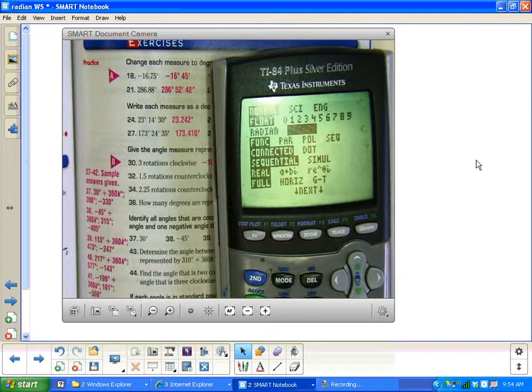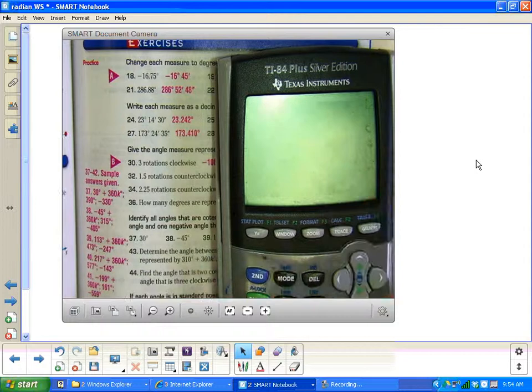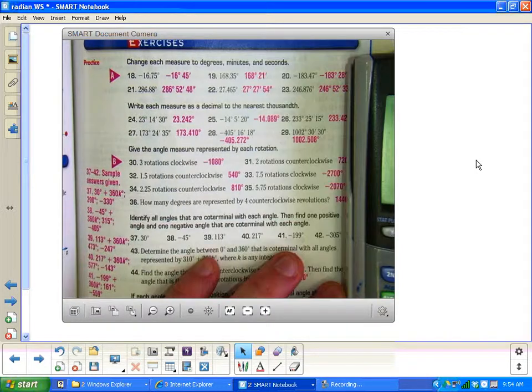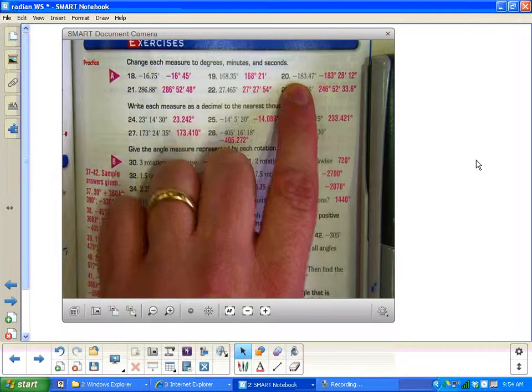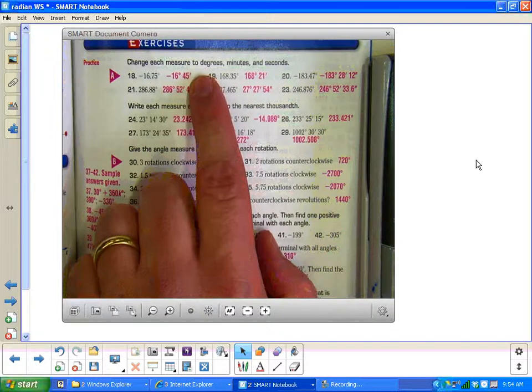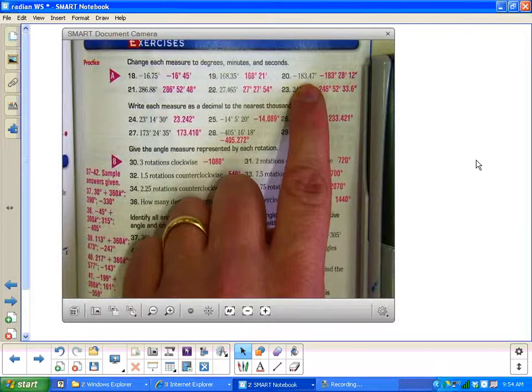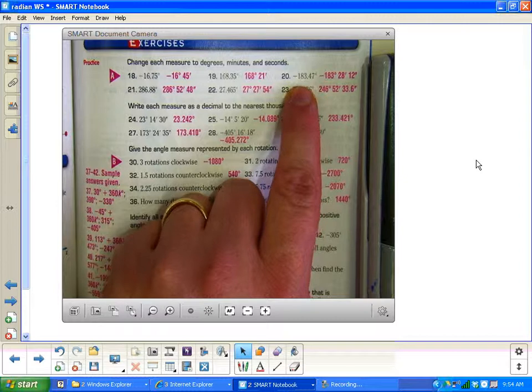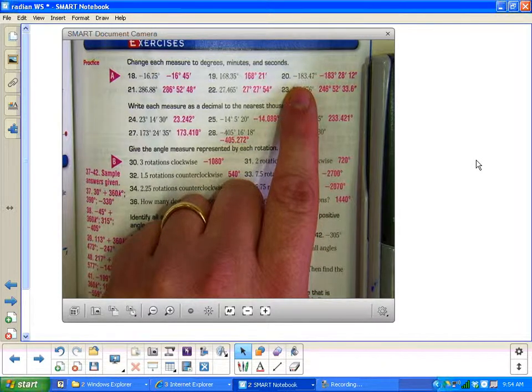Now, I'm going to quit out of this and let's do number 20. The directions said to change this from degrees to degrees, minutes, and seconds. So all you have to do is type in the number. You don't have to worry about the negative sign. And the reason you don't have to is because it's in degree mode. Really, I'm not sure if it has to be in degree mode or not, and it still worked.